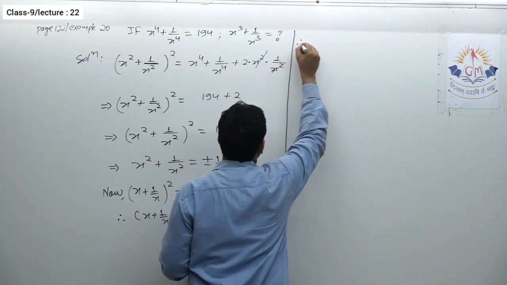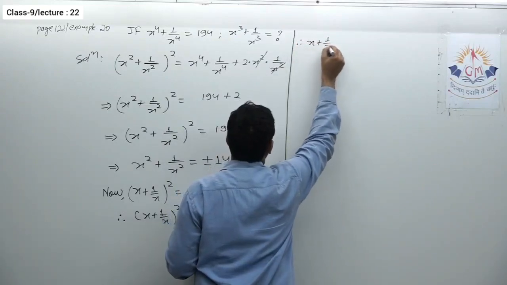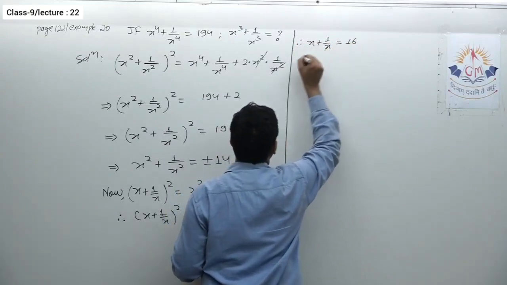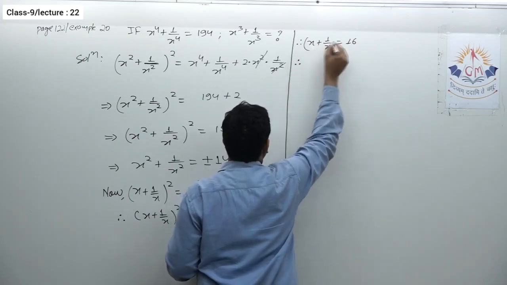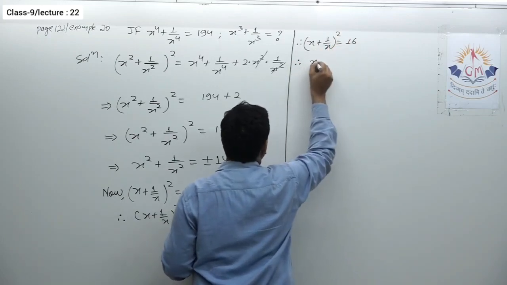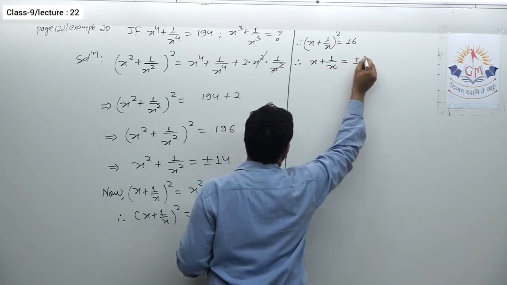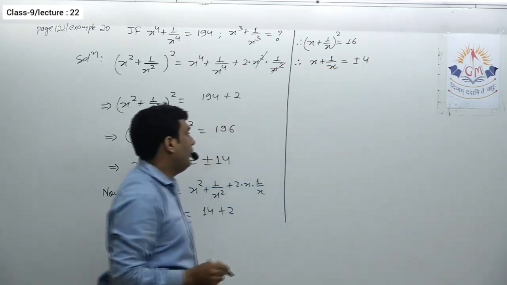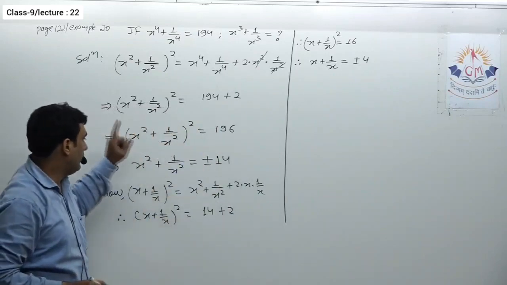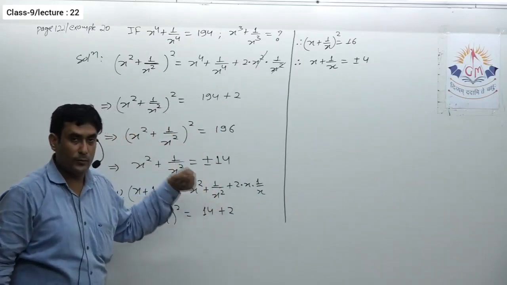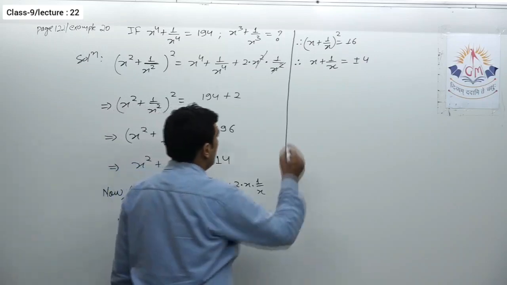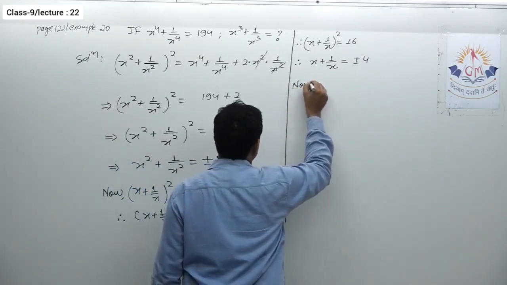Therefore I can write (x plus 1 upon x) whole square is equal to 16. Therefore x plus 1 upon x is equal to plus minus 4. Okay, so now I have x plus 1 upon x as well as x square plus 1 upon x square. So now I will find x cube plus 1 upon x cube.